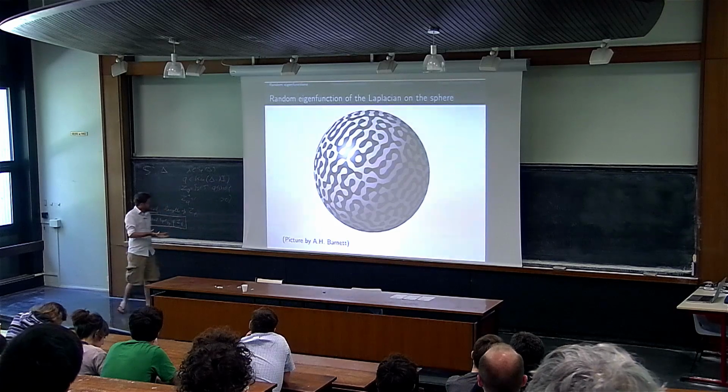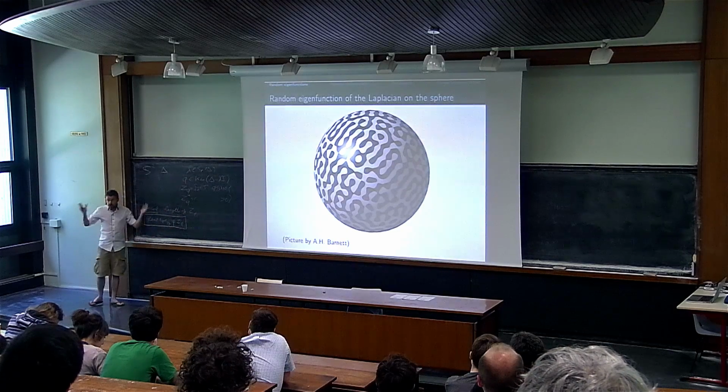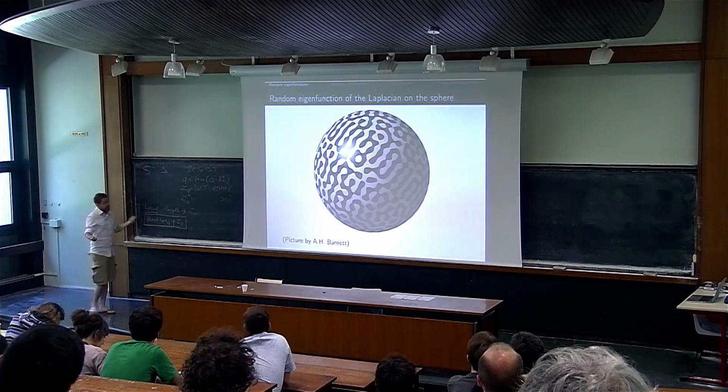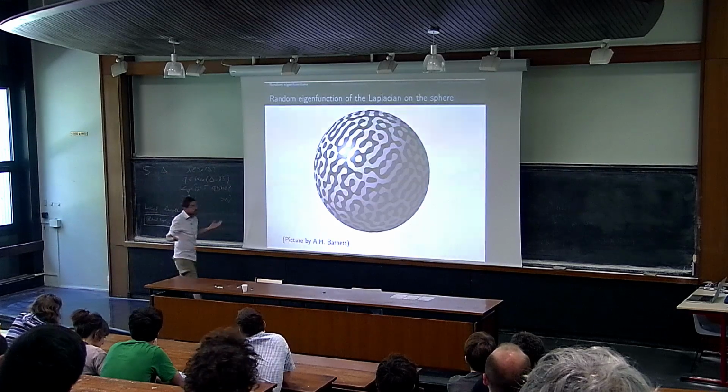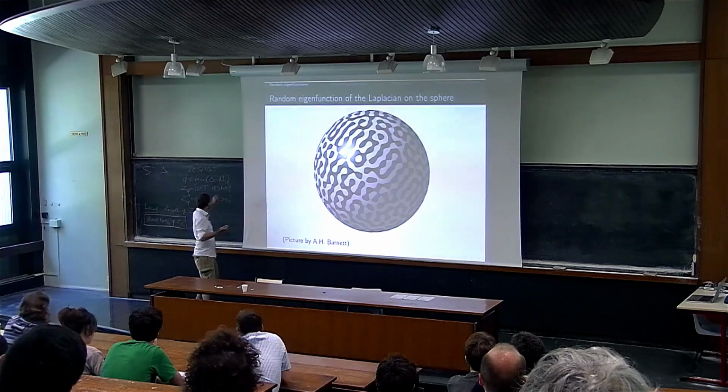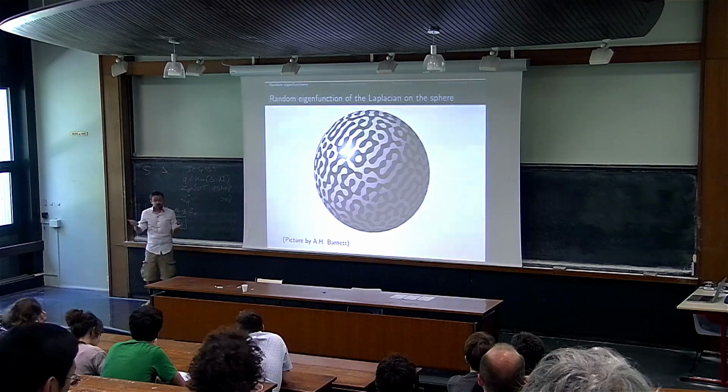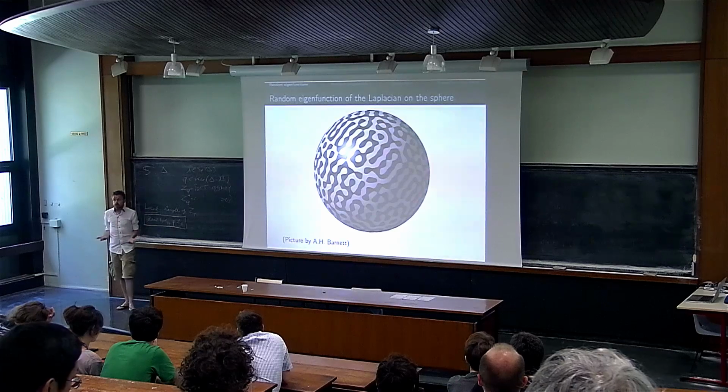But the question we are asking is, what happens if you look for large connected components? Can you count them? Can you describe them? Can you say what happens as the degree goes to infinity, as the eigenvalue goes to infinity? And what do you see asymptotically?